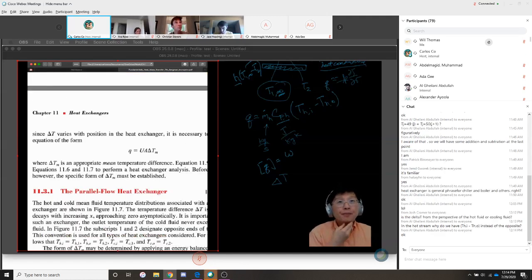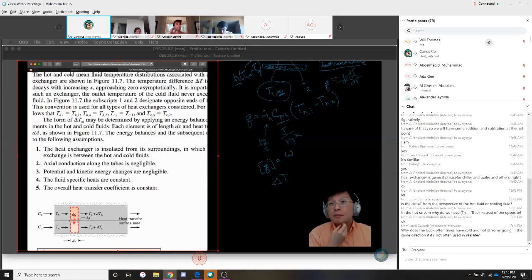Let's see, next. All right. So why does the book oftentimes have cold and hot streams going in the same direction if it's not useful in real life? Because I think at this point they really want to emphasize to you not to do this. Okay. So we go off and do our calculations. We first do an initial analysis of this thing with the streams going in the same direction.